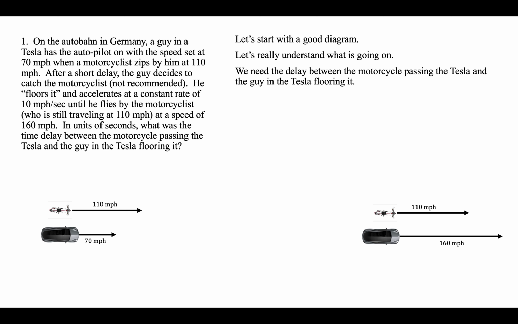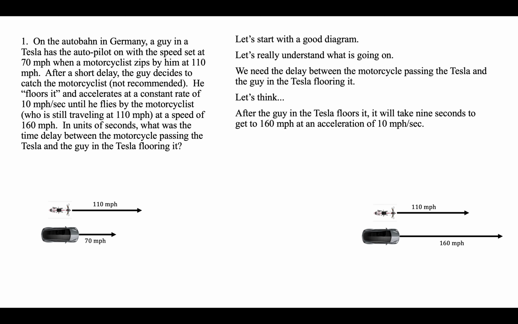You have to really understand what's going on. We need the delay between the motorcycle passing the Tesla and the guy in the Tesla flooring it. That little time delay. So, after the guy in the Tesla floors it, it's going to take 9 seconds to get to 160 because he's going 70 now. He accelerates at 10 miles per hour every second. He's going to get to 160 in 9 seconds. So the total time is 9 seconds plus the time delay.